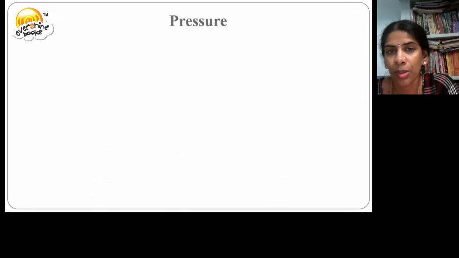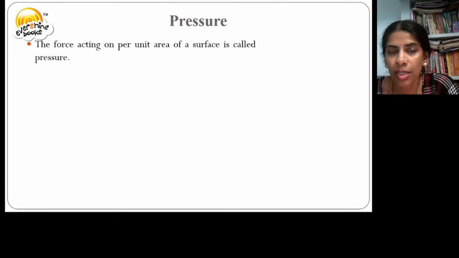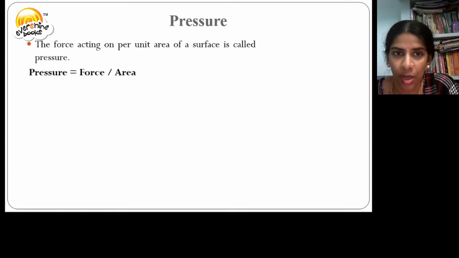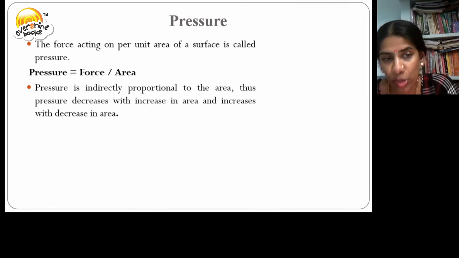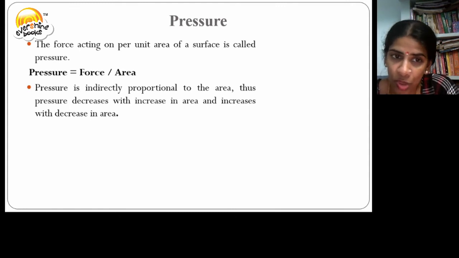Let us now discuss pressure. The force acting per unit area of a surface is called pressure. Hence, we say pressure is equal to force divided by area. This shows that pressure is inversely proportional to the area and directly proportional to the force. When the force increases, pressure also increases. When the force decreases, the pressure also decreases.